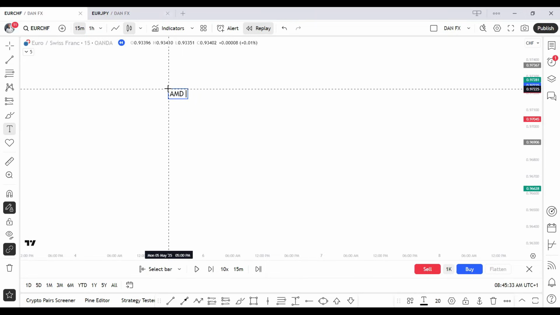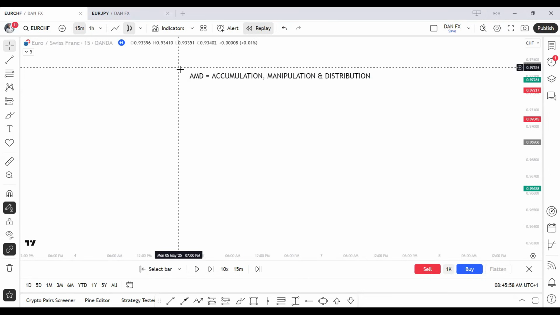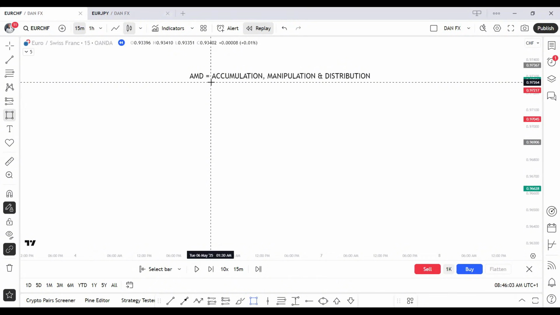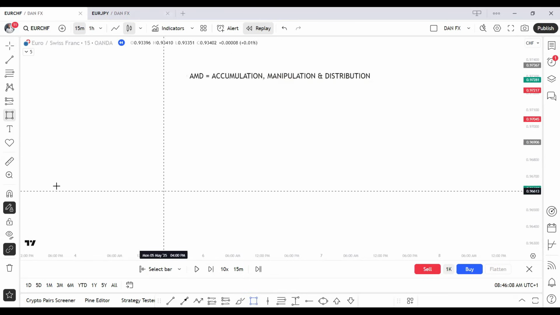Whenever you hear AMD trading strategy or trading patterns, it's called accumulation, manipulation, and distribution. This is the full word for AMD, right? And this is what it looks like. So it's basically three phases: the accumulation phase, the manipulation phase, and the distribution phase. So what does it look like?